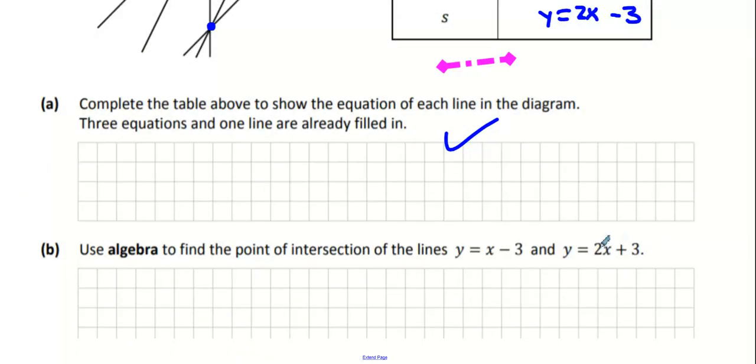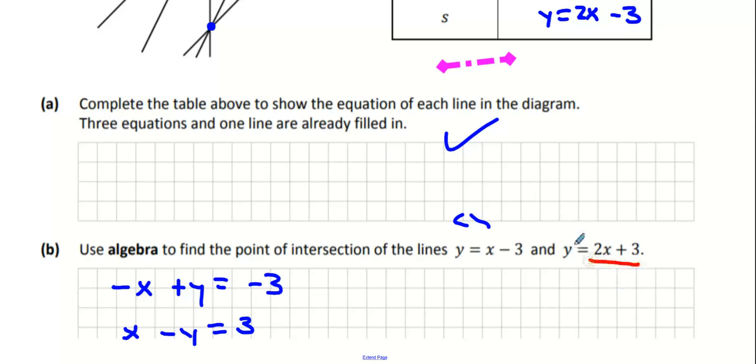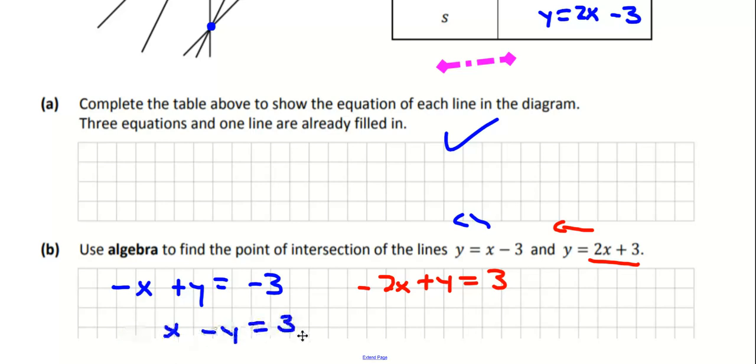Okay, so we're going to use simultaneous equations. What we're going to do is bring the x over this side, so it's going to be minus x plus y equals minus 3. Multiply both sides by minus: x minus y equals 3. Then I'm going to bring the 2x to the left here, so I'm going to get minus 2x plus y equals 3. Oddly enough, we're going to keep them the same there because I think they line up quite nicely now for a simultaneous equation.